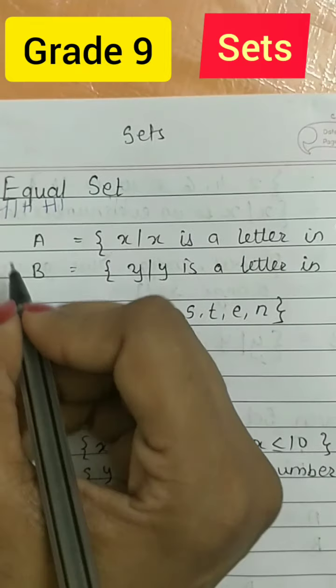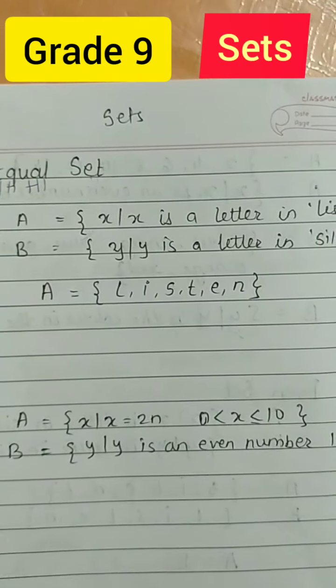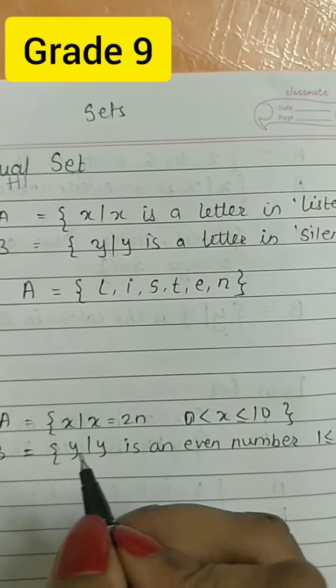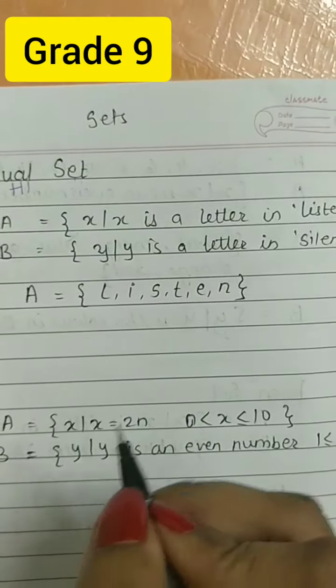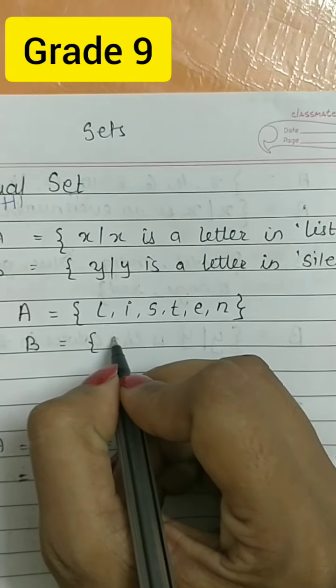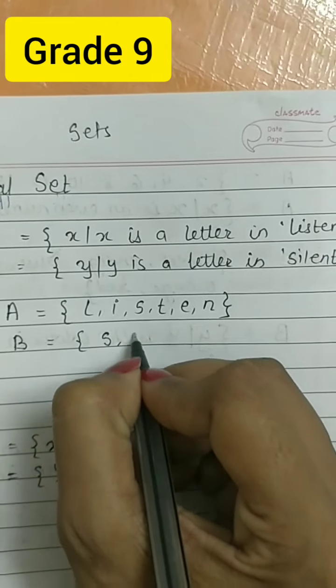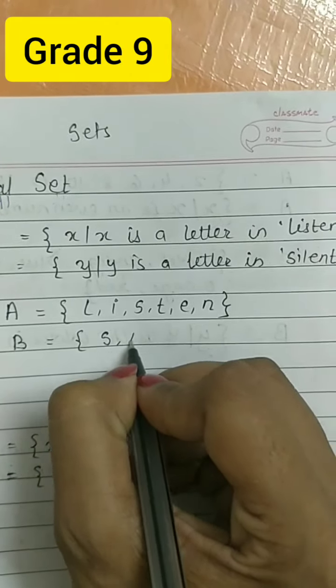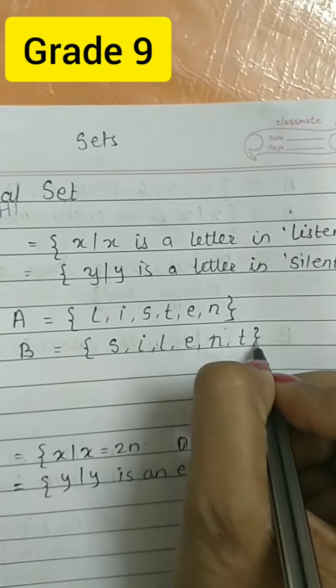Okay, and now set B is the set of all the y's such that y is a letter in the word silent. So I'm going to write down all the elements of y. This B, I have S, I, L, E, N and T.